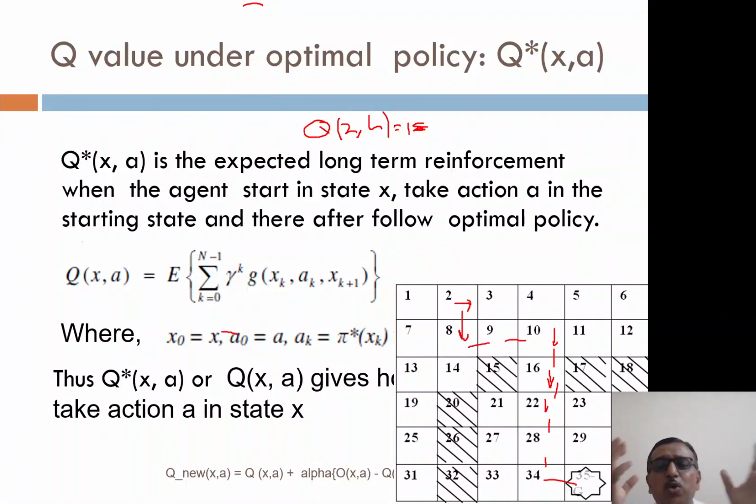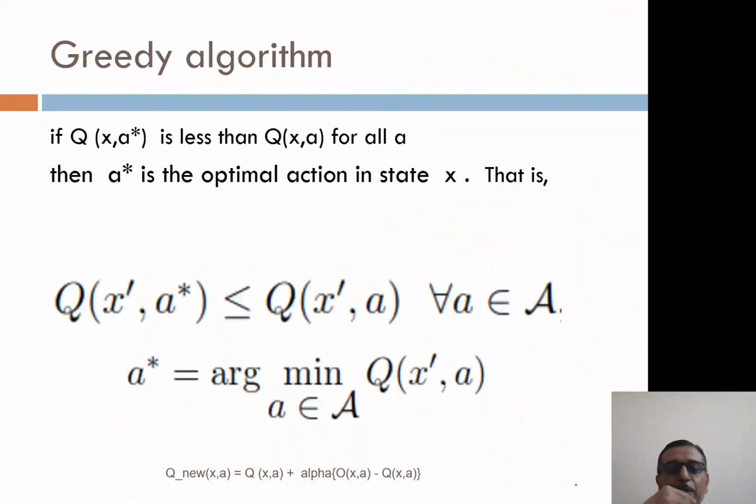So if you know Q star XA, suppose you don't know the optimal policy, but you know Q star XA, that is the catch here. If you know Q star XA, then you know the optimal policy. So suppose Q x prime A star is less than or equal to Q x prime A for all A, then A star is the optimal action. So if you know Q star without knowing the optimal policy, you can get A star.